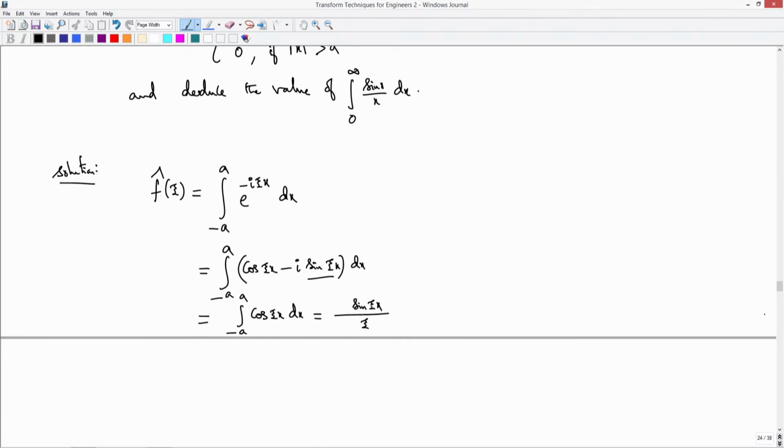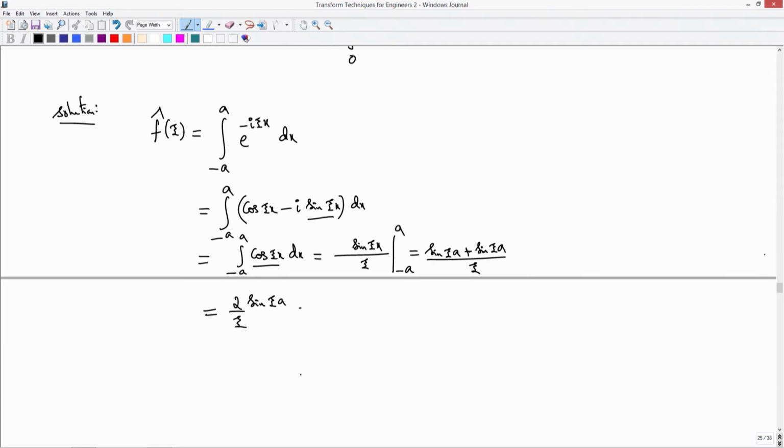If you differentiate this sin xi x by xi, you get cos xi x, so that is the integrand. This is from minus a to a. You get sin xi a minus of minus sin xi a, divided by xi. So, this is actually 2 times sin xi a by xi. This is your Fourier transform.